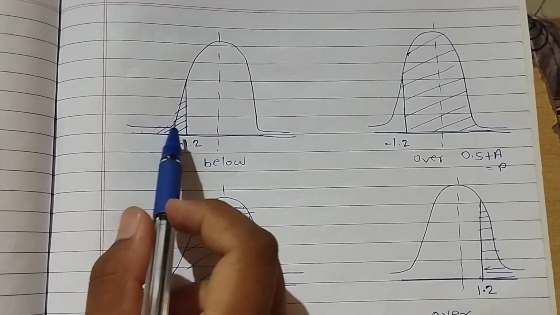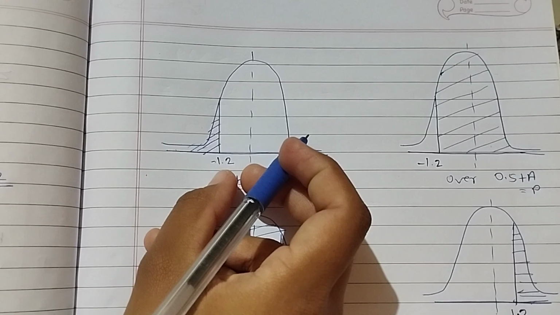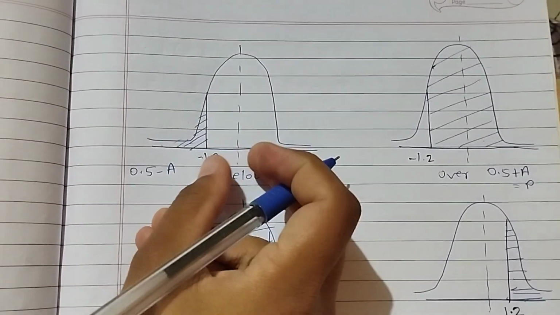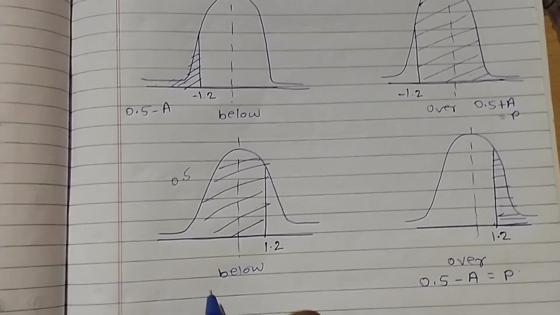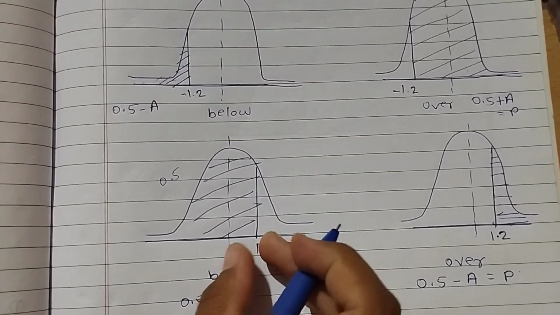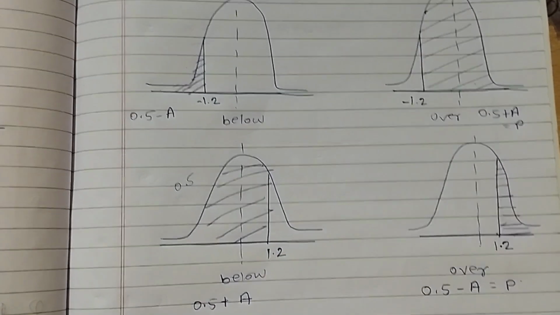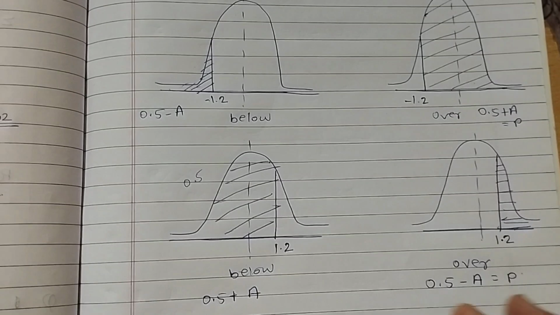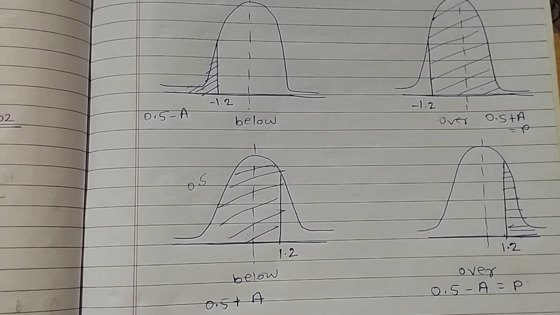If we find out this portion, then we subtract the 0 to minus 1.2 area. So 0.5 minus, suppose this area is a, we get the remaining portion, and for this condition we add 0.5 plus this portion of area which is a, we get the required area of the portion. So these are the possibilities of the questions which are asked on the normal distribution concept.